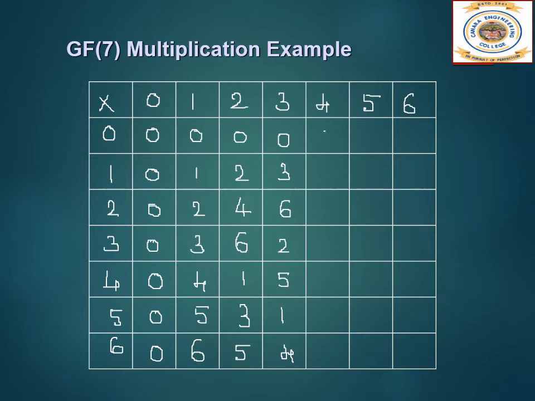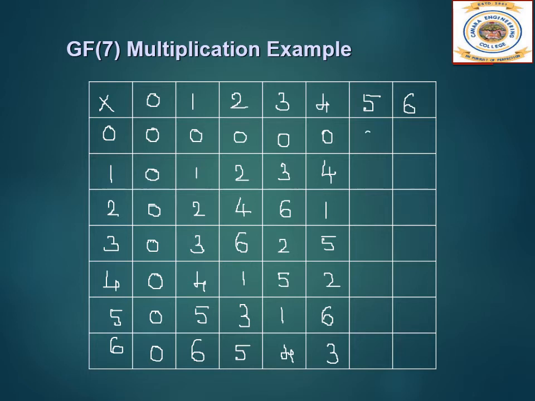4 zeros are 0. 4 ones are 4. 4 twos are 8, 8 mod 7 is 1. 4 threes are 12, 12 mod 7 is 5. 4 fours are 16, 16 mod 7 is 2. 4 fives are 20. Oh, sorry, it is not 25, 4 fives are 20, right? So 20 mod 7 is how much? 6. 4 sixes are 24, 24 mod 7 is 3.